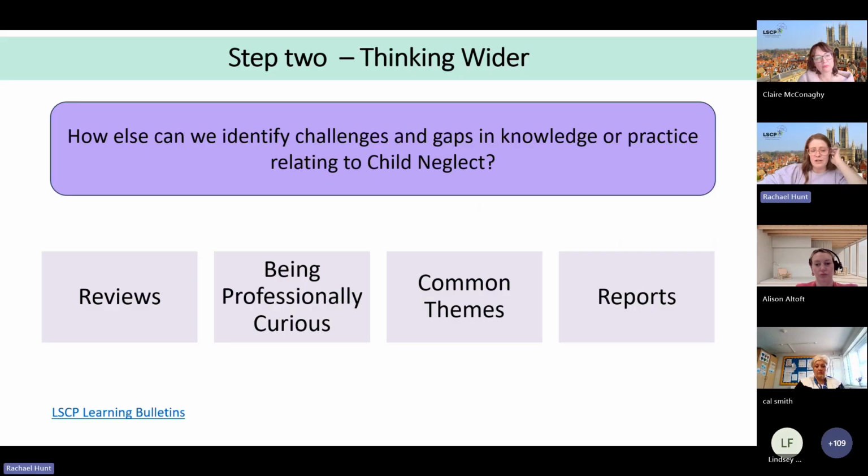So step 2, one of the other things we've talked about is thinking wider. That really is about how you can identify ways forward with your staff, and identifying challenges and gaps in knowledge. So we've highlighted a few key things here, and we have linked into the learning reviews.